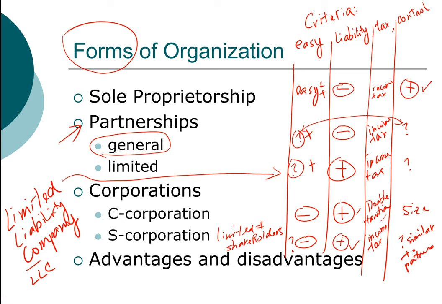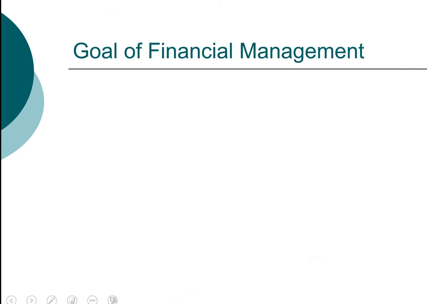Particularly for those of you who might be interested in starting your own business, it's important to know the various ways that you can organize a business. For the purpose of this class, we'll focus on the C corporation form, so the regular corporate form of organizing a business. That is because the majority of businesses by revenue and by number of employees in America are regular corporations. So in the context of a regular corporation, what is the goal of the financial manager?